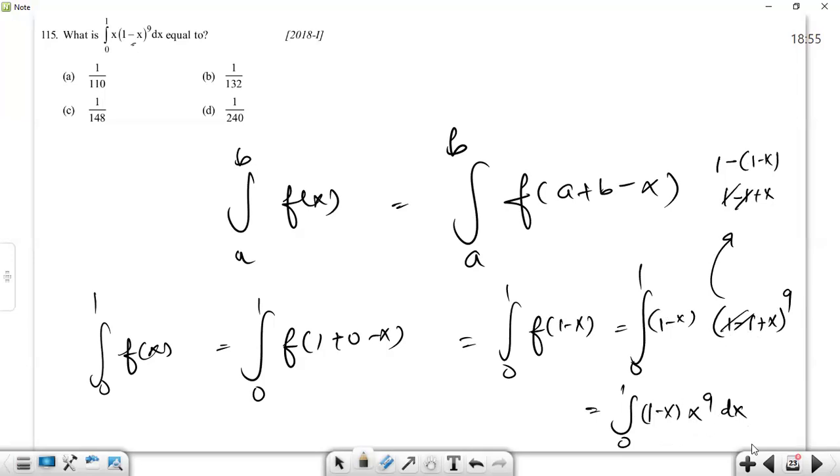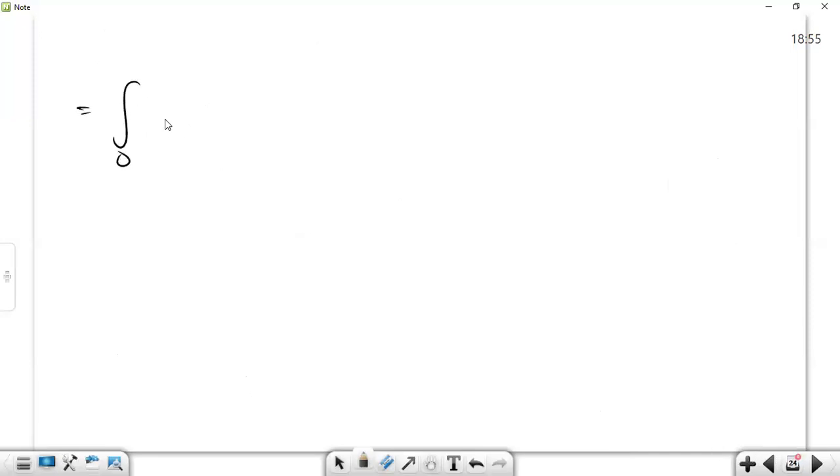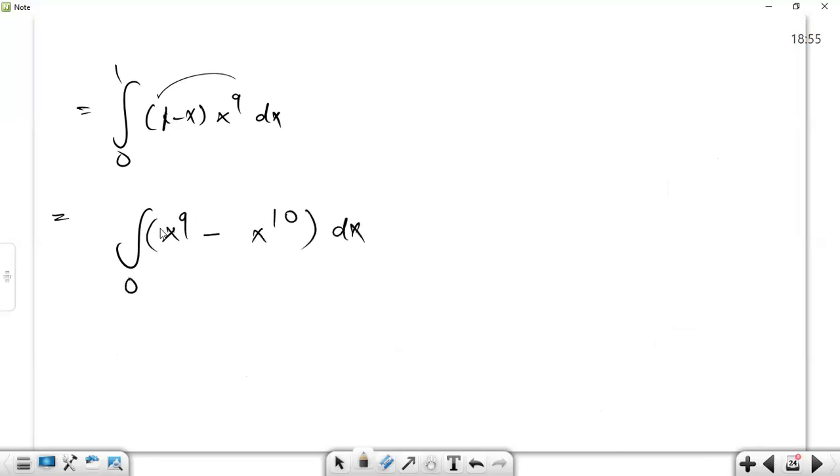Now see the magic. So now we have 0 to 1, 1 minus x into x raised to power 9 dx. Now let's multiply x raised to power 9 inside the bracket. So x raised to power 9 minus x raised to power 10 into dx. So now this is very easy to integrate.